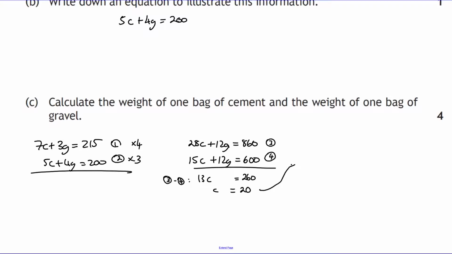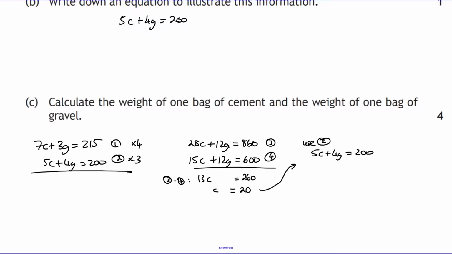We want to then figure out the weight of one bag of gravel. So we're going to use this in one of our original equations. And that's the key point. We'll always go back to your original equations. They're going to be smaller, nicer to work with. So I'm going to pick equation 2. And that's 5c plus 4g equals 200.